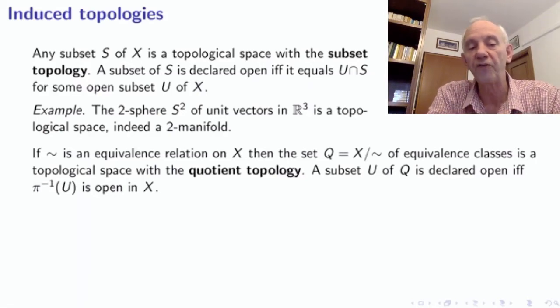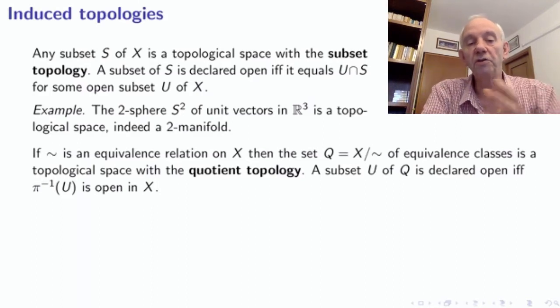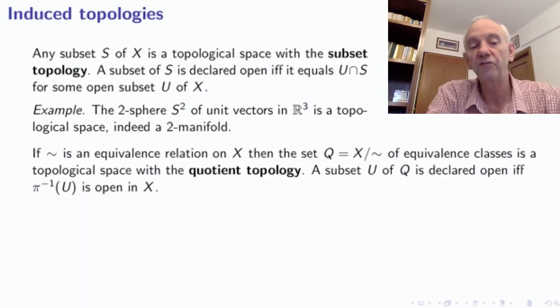An equivalence relation on a set is really the same thing as partitioning the set into disjoint unions, which are the equivalence classes. There may be infinitely many. It's a disjoint union that covers the whole set. That's really the same thing as an equivalence relation. And the set of those equivalence classes becomes a topological space in its own right. It acquires what's called the quotient topology.